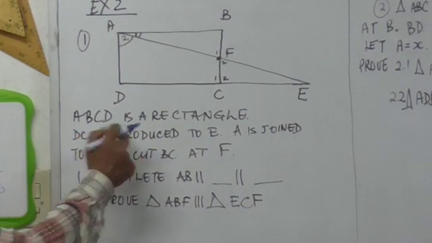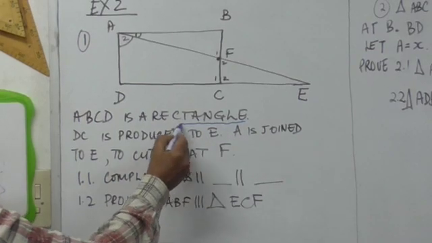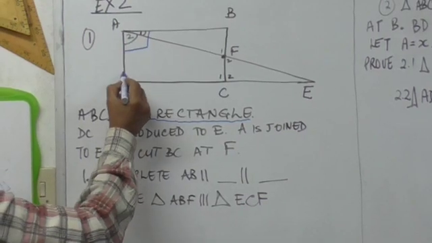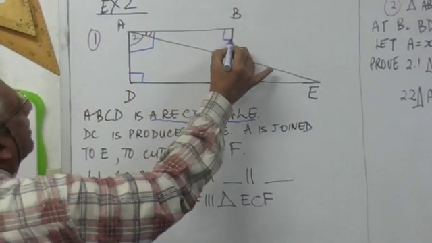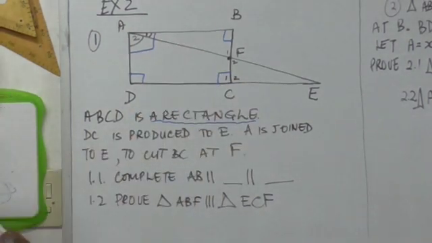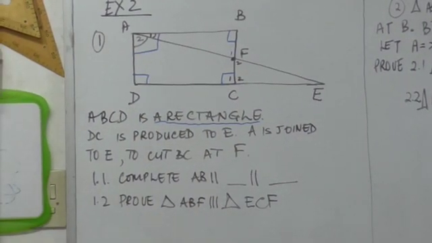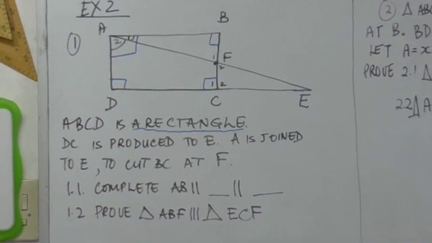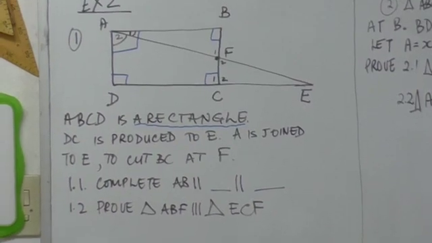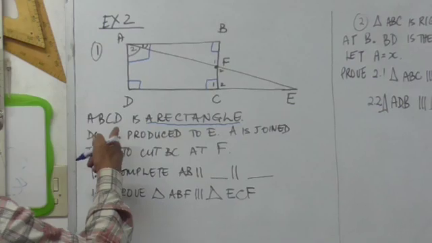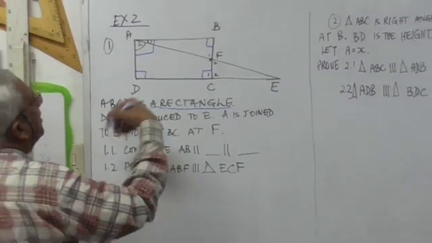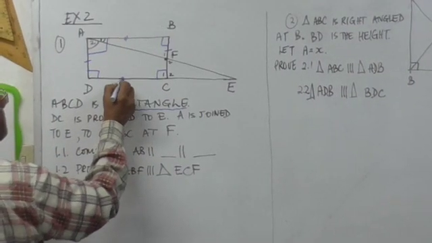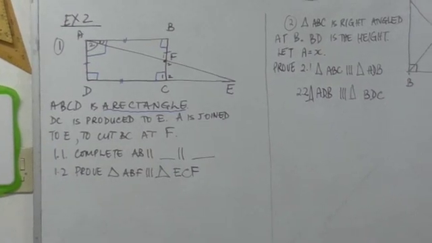ABCD is a rectangle, so we start with that. This is called a keyword. It's a rectangle. If it's a rectangle, that means I have to mark this 90, mark that 90, mark that 90, mark that 90. I can also mark the sides equal, but I'm not interested in that today because I'm doing similar triangles, and in similar triangles I'm only interested in angles. So I'll only mark that. Now, that's a rectangle. But anyway, out of interest, this side is equal to this side, and this whole side is equal to this whole side. I don't need the sides.